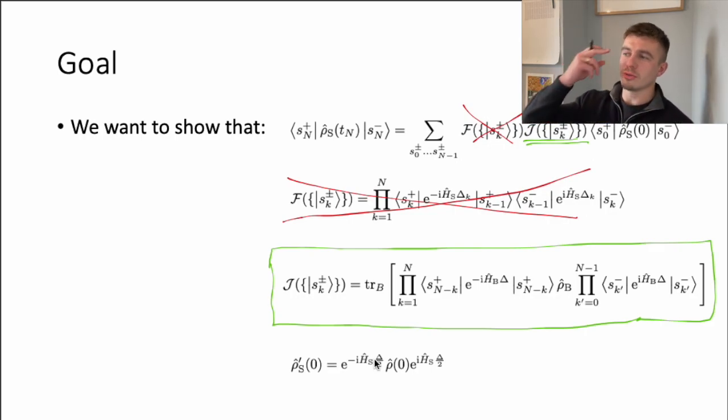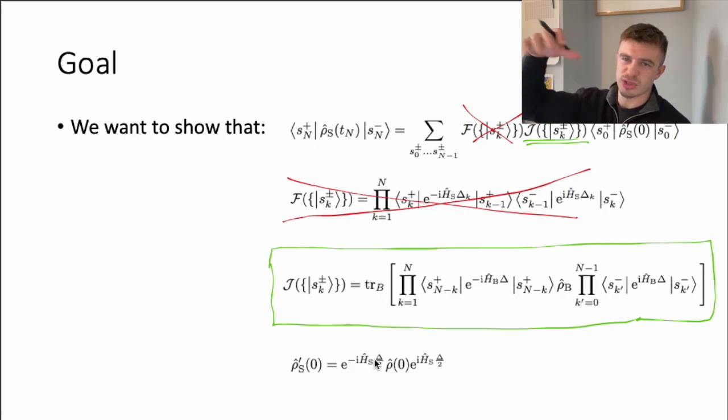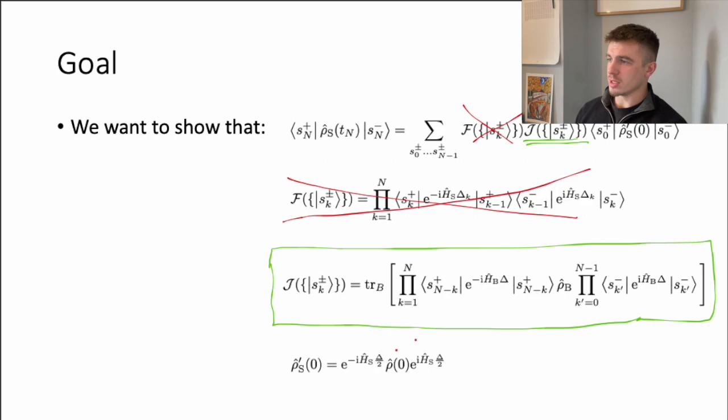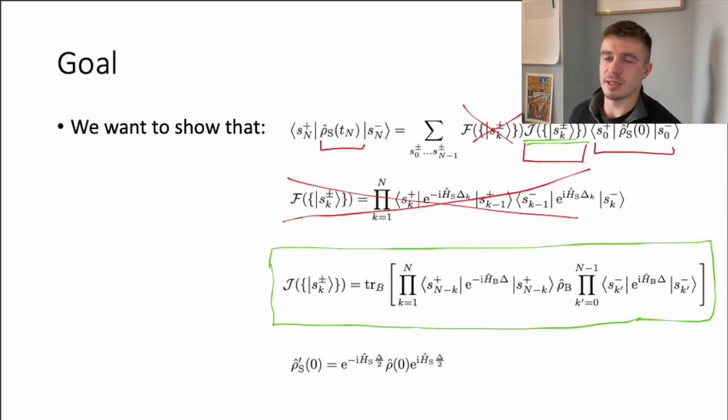So why do we want to do this? Well, it turns out if we just move into the interaction picture, then this free evolution just disappears. That means that I can find the density operator of the system at any time by simply applying the influence functional to this slightly modified initial state. So if I can find my influence functional, I can find the dynamics of my reduced system in the interaction picture.